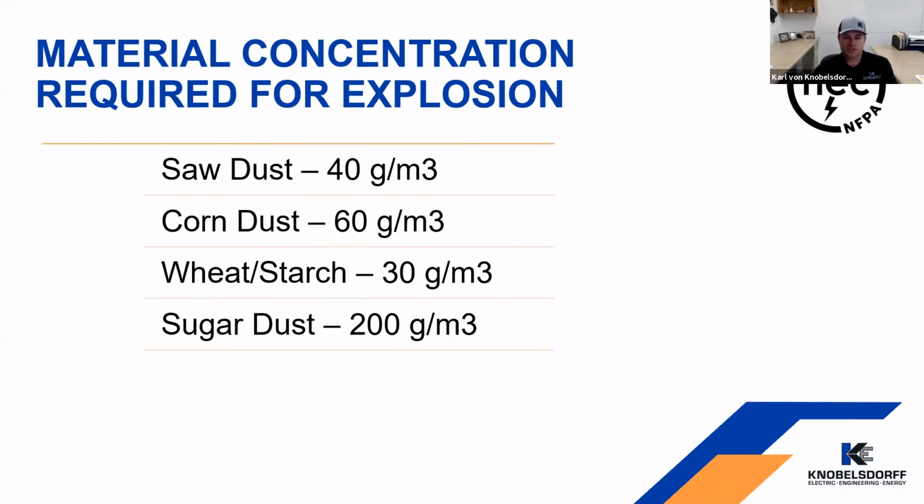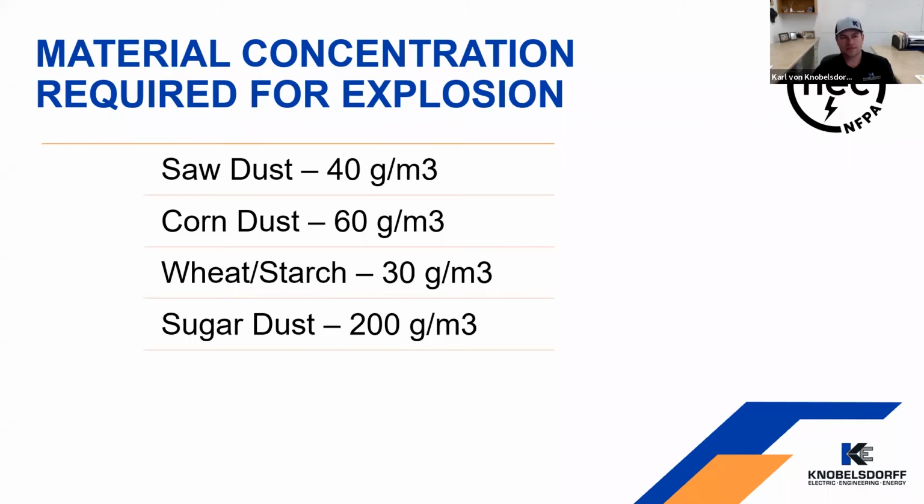To get an idea of how much dust is really required to cause an explosion, and the types of dust and how much needs to be present, you can see on the chart we have sawdust, corn dust, wheat starch, and sugar. These are all concentrations. For sawdust, I need 40 grams per cubic meter. That's a concentration that's enough to cause an explosion. Sugar requires 200 grams per cubic meter. Wheat starch is at 30 grams, so wheat starch dust is one of the most explosive dusts there are.